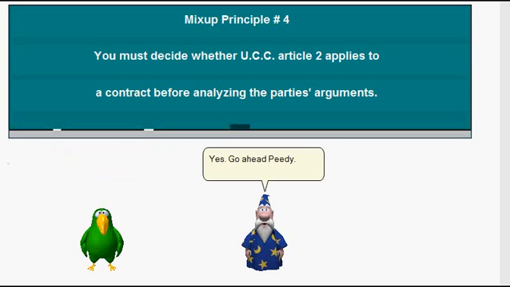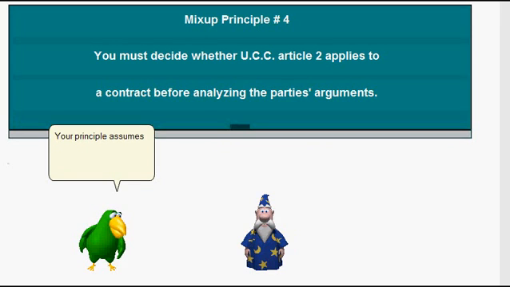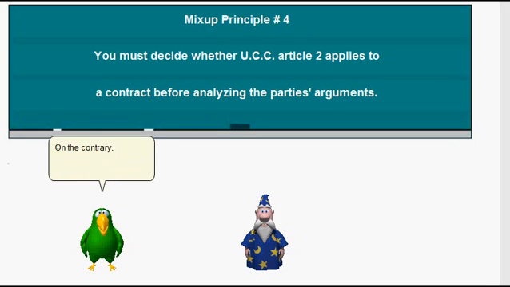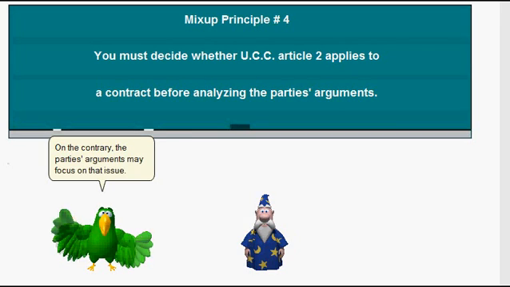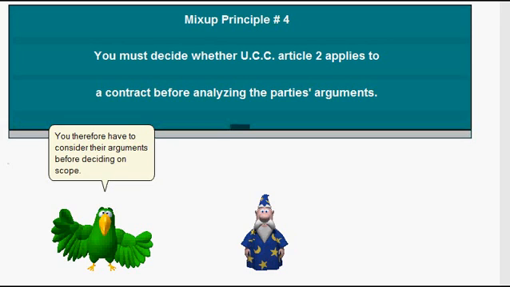Yes. Go ahead, Petey. Let's hear it. All right. Here is the first problem. Your principle assumes everyone will agree about whether Article 2 applies. But that is not always the case. On the contrary, the parties' arguments may focus on that issue. Think of the cases we have seen. In Anthony Poole's v. Sheehan and Advent Systems v. Unizes, the parties argued about whether Article 2 applied. You therefore have to consider their arguments before deciding on scope.